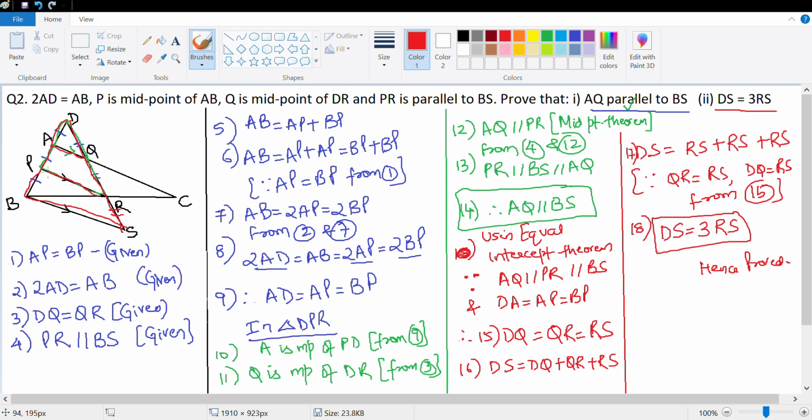I hope you realize this is an interesting question where we first used the information that 2 times AD is equal to AB, from which we got that A is midpoint of PD, and then we used midpoint theorem in triangle DPR. After that we used the equal intercept theorem.